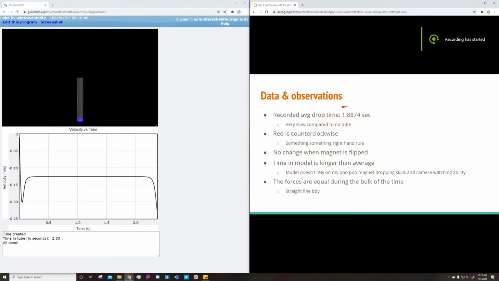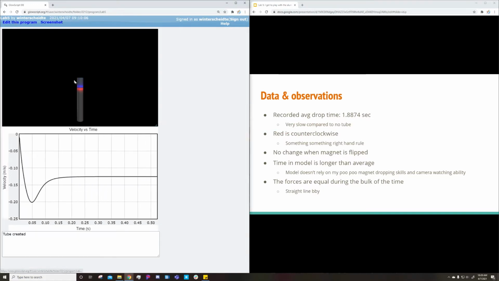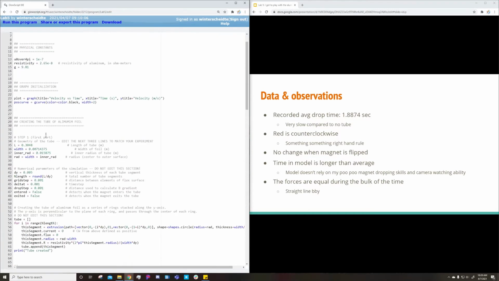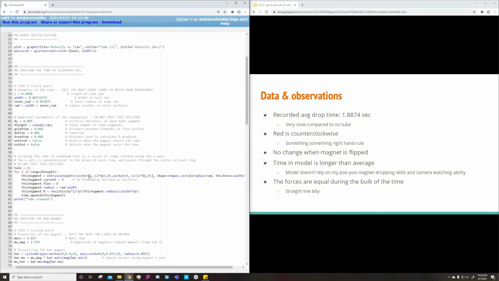Now some data and observations. The recorded average drop time was 1.89 seconds, and that was the one done by watching the magnet fall. And so when we come to the questions asked in the lab, when we run the program, the red is moving counterclockwise, the blue is moving clockwise, the induced current, and this is found just using the right-hand rule.